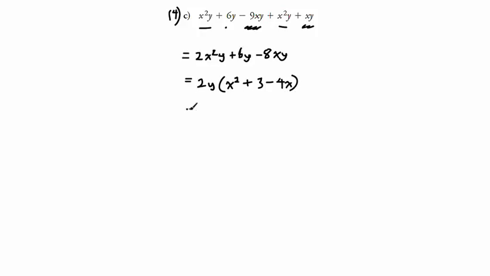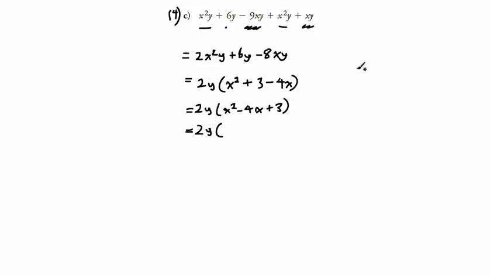Now let's rearrange this from the highest degree to the lowest degree. And what do you notice? X squared minus 4x plus 3. Our simple trinomial factoring that we need to do here. As you can see, this is a trinomial, so we can use our method.